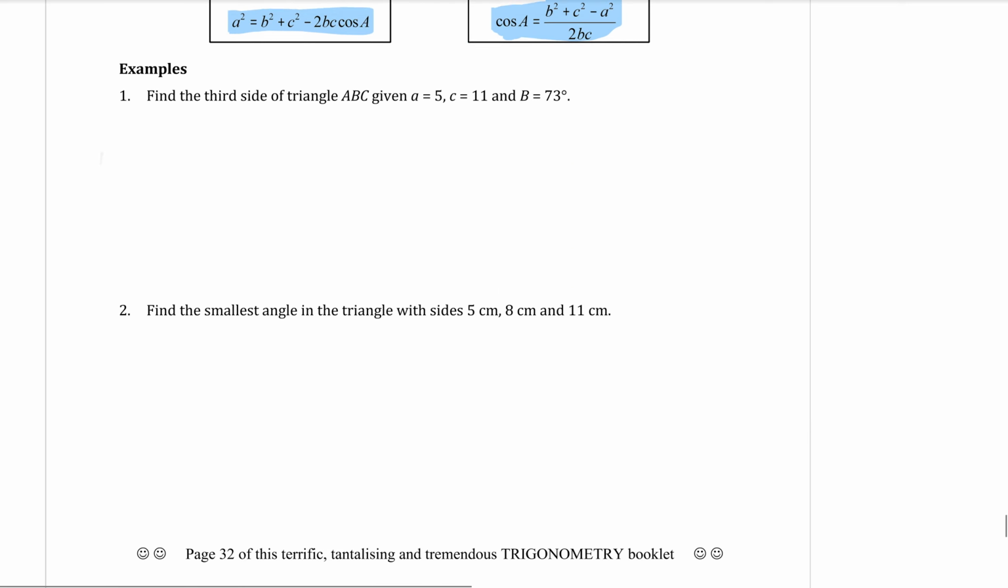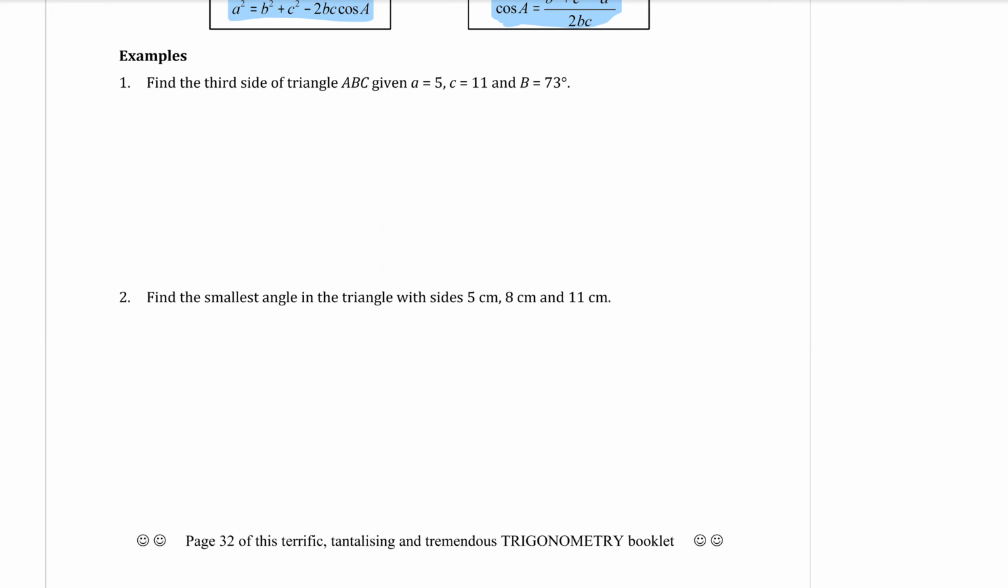So, example number 1. Find the third side of a triangle, ABC, given that little a is 5, little c is 11, and capital B is 73. Let's draw a diagram. Any random diagram, not to scale. We're going to have A, B, C. Little a is 5, little c is 11, and capital B is 73. So by seeing it on the diagram, you can see that I have got two sides and the included angle. So I can use the cos rule to find a side.